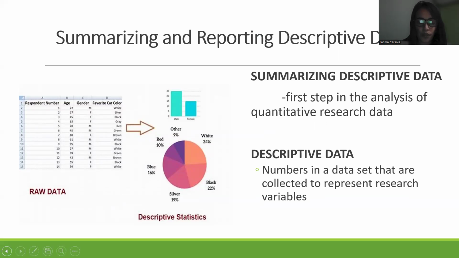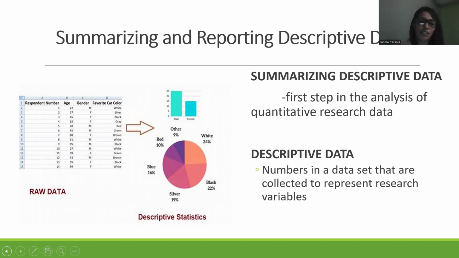Okay, so we all know that summarizing descriptive data is the first step in the analysis of quantitative research data, because other steps could depend on its careful completion. So, when descriptive data are summarized correctly, they provide useful information about the participants or the respondents in the sample, their answers to survey questions, and their responses to study inquiries.